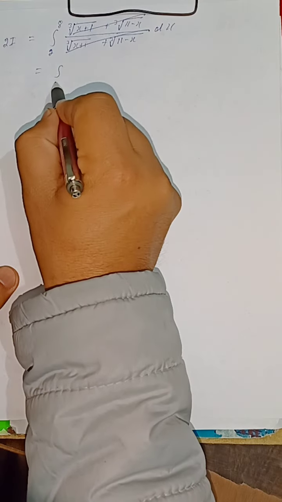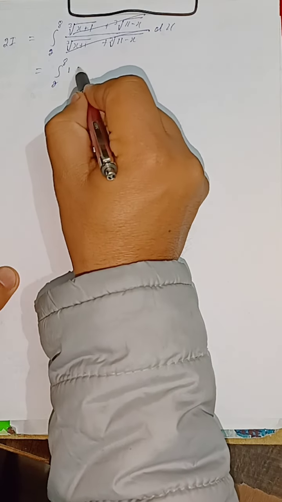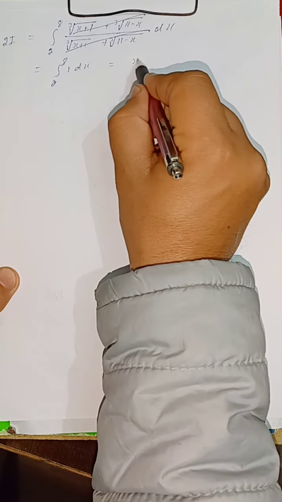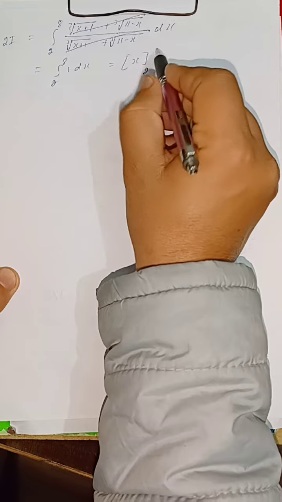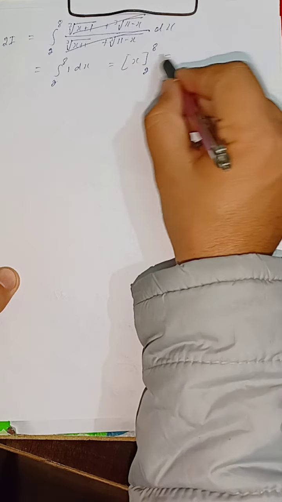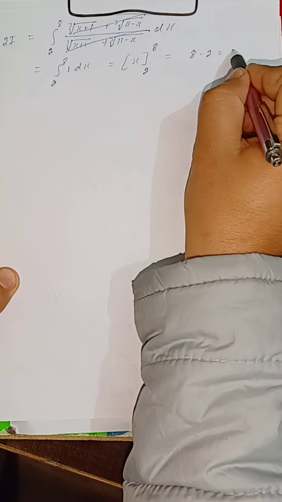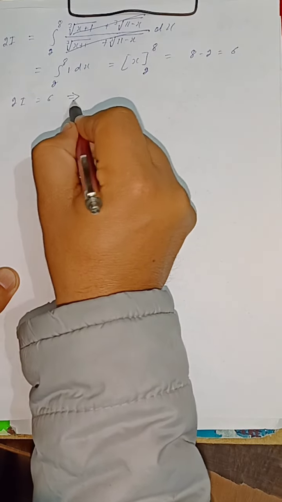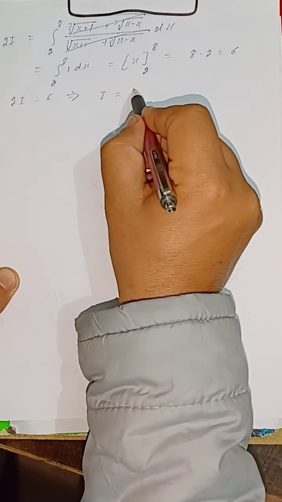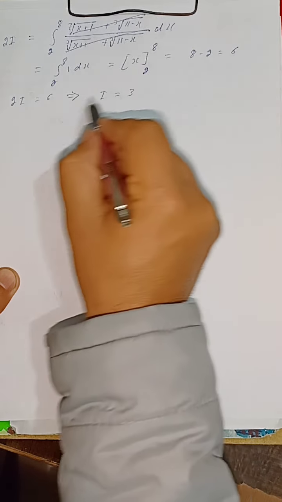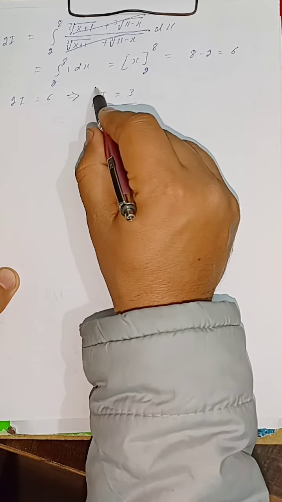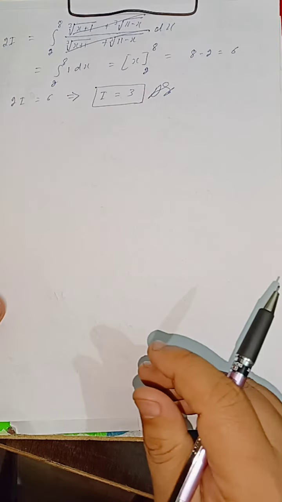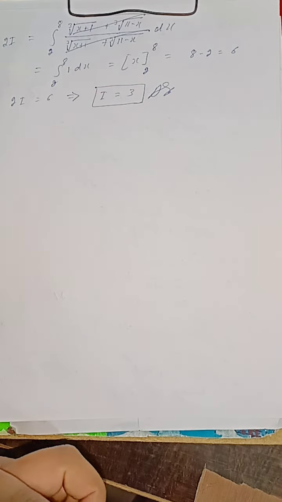So we have integral from 2 to 8 of 1 dx, and we know that the integration of 1 is x. The limit is from 2 to 8, that is 8 minus 2, which is 6. So 2I is equal to 6. This implies that I equals 3, that is 6 upon 2. I means the value of the integral. So the answer of the given integral is 3.